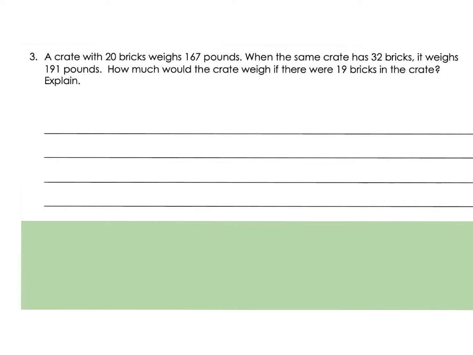Okay, so for practice problem 3 maybe, let's annotate. So we have a crate with 20 bricks, weighs 167 pounds. That is an ordered pair: 20, 167. The same crate has 32 bricks. It weighs 191 pounds. That is also an ordered pair: 32, 191. How much would the crate weigh if there were 19 bricks in the crate?